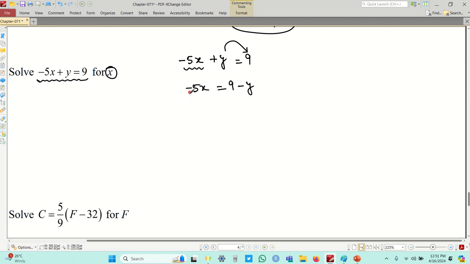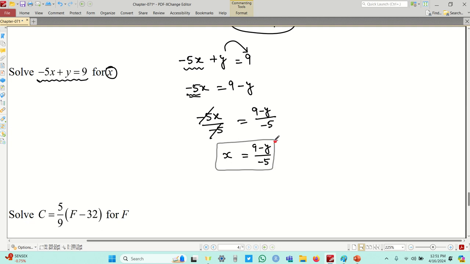Now what is the coefficient here? The coefficient here is minus 5. So minus 5x divided by minus 5 equals 9 minus y divided by minus 5. Now this minus 5 is cancelled. So x is equal to, what is the answer? 9 minus y upon minus 5. This is the answer, class.